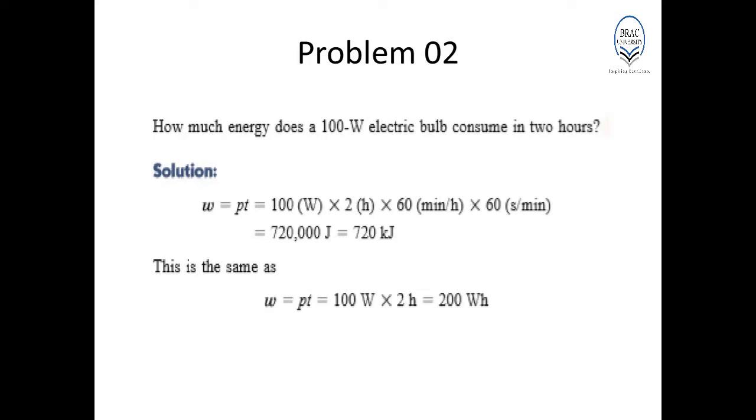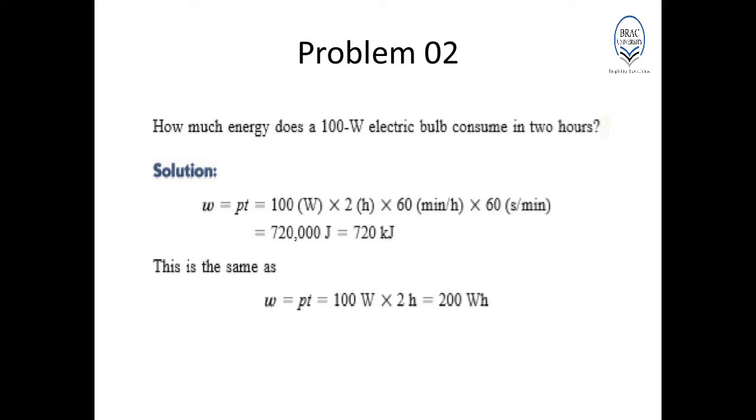Problem 2. How much energy does a 100-watt electric bulb consume in 2 hours? Over here, the given information is power and time, and we have to determine the energy. We know that energy equals power multiplied by time. Over here, time is in hours, so we have to convert it to seconds.